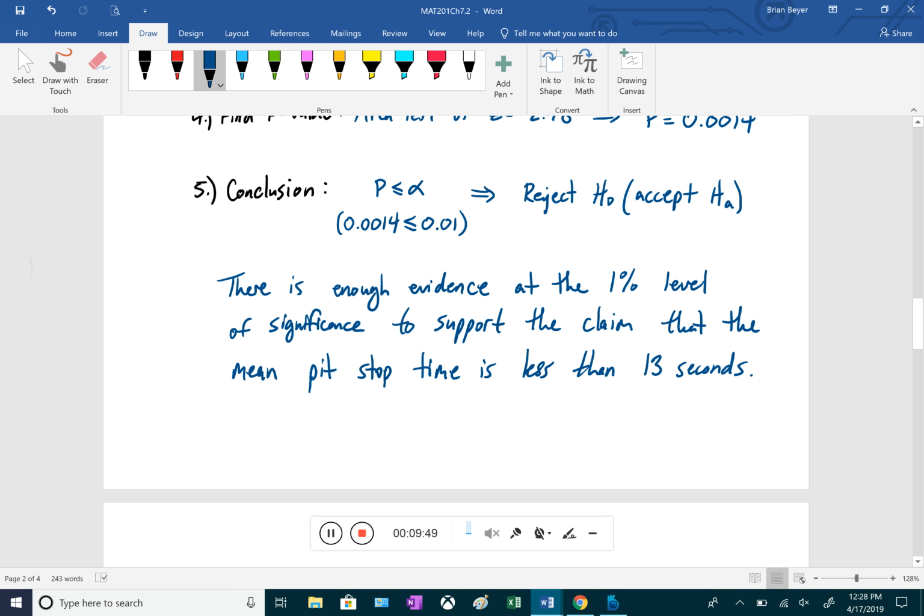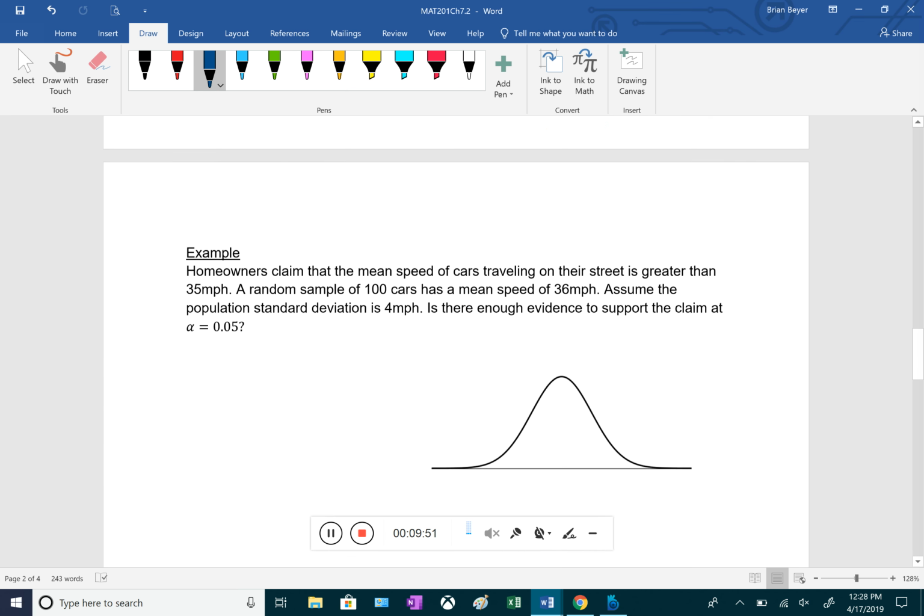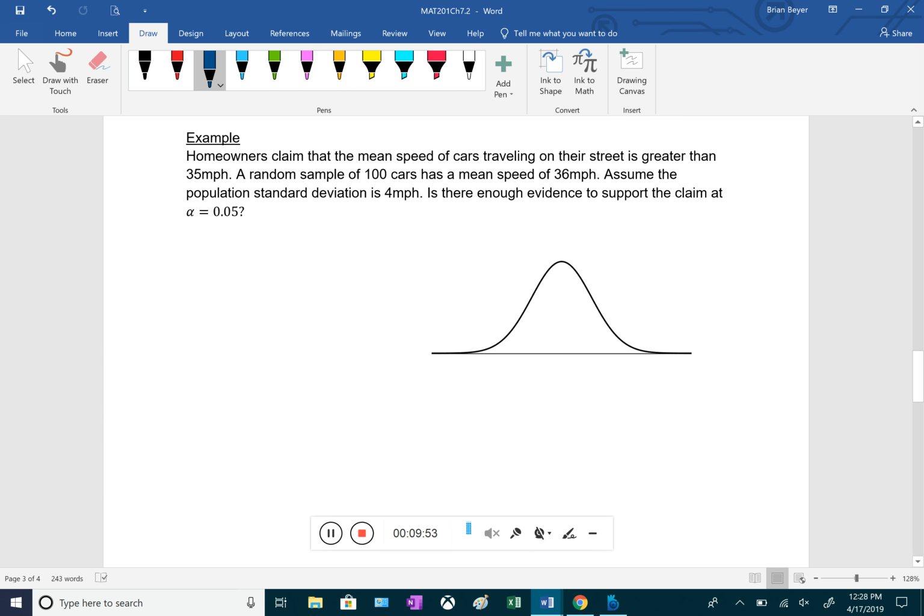So let's do 2 more here. Homeowners claim that the mean speed of cars traveling on their street is greater than 35 miles per hour. A random sample of 100 cars has a mean speed of 36 miles per hour. Notice that is greater than the 35 from the claim. Assume the population standard deviation is 4 miles per hour. Is there enough evidence to support the claim at alpha equals 0.05?